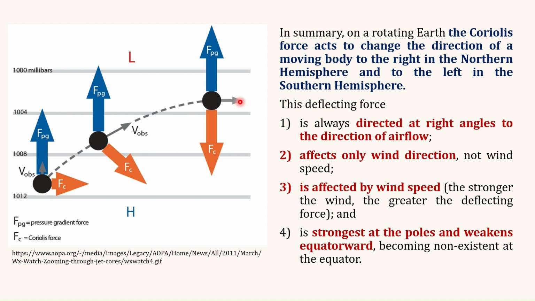The Coriolis force affects only wind direction, not the wind speed. But it is affected by the wind speed because the stronger the wind, the greater is the deflecting force, and it is strongest at the poles and weakens equatorward, becoming non-existent at the equator.